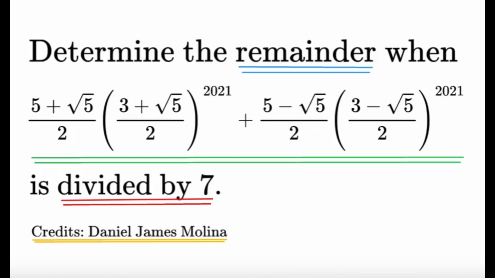Here's an item on algebra. Determine the remainder when the given expression is divided by 7.